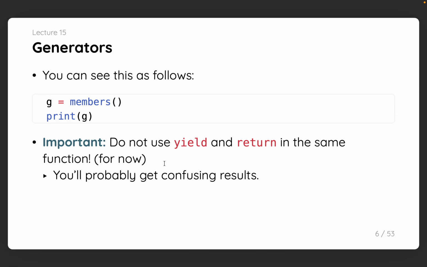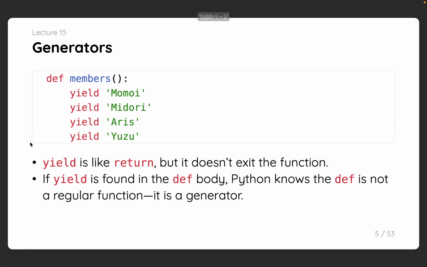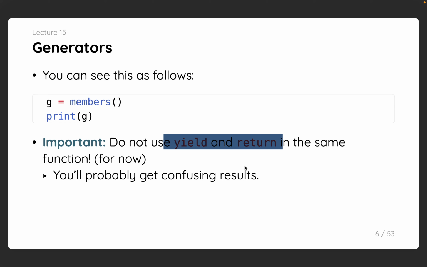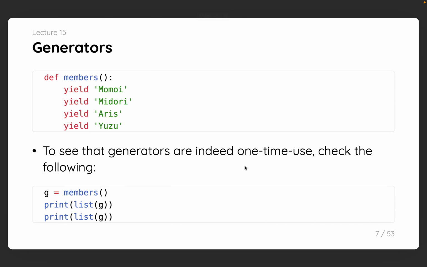Since yield and return behave differently, unless you really know what you're doing already, try not to mix yield and return in the same function. If you're not yet comfortable with what's happening over here, and in the later examples, try not to use them in the same function yet.